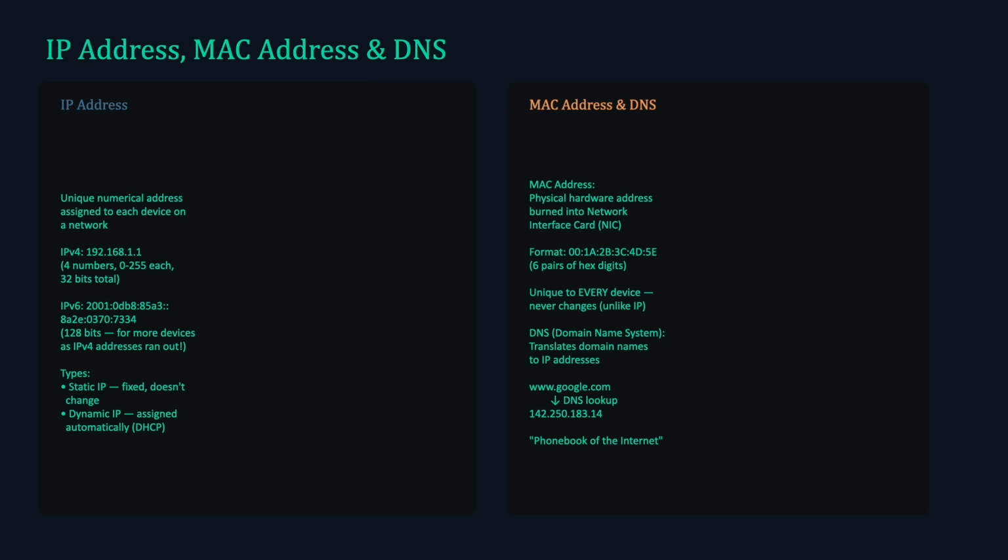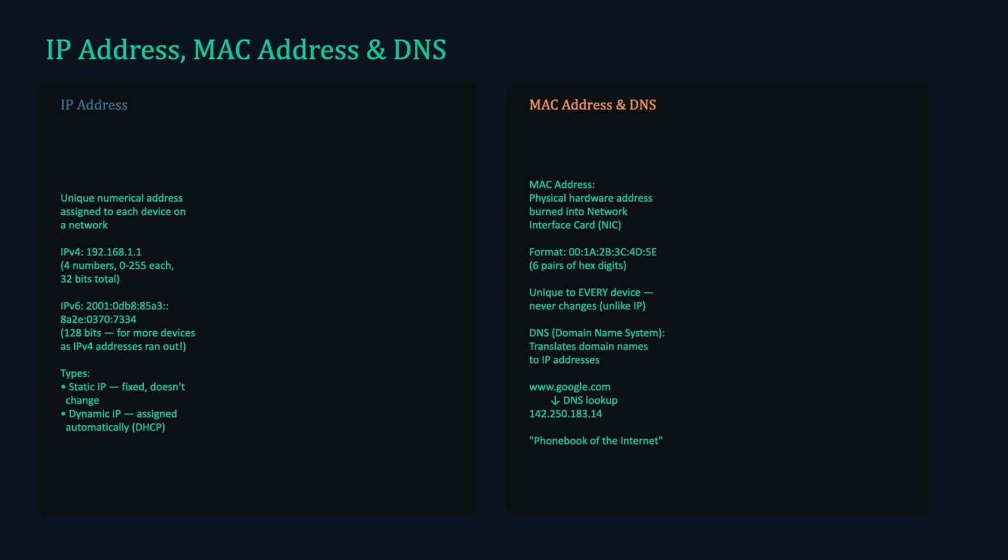IP version 4 looks like 192.168.1.1. Four numbers, each 0 to 255, total 32 bits. IP version 6 is longer, 128 bits, created because IP version 4 addresses ran out. IP addresses can be static, meaning fixed, or dynamic, meaning automatically assigned through DHCP.